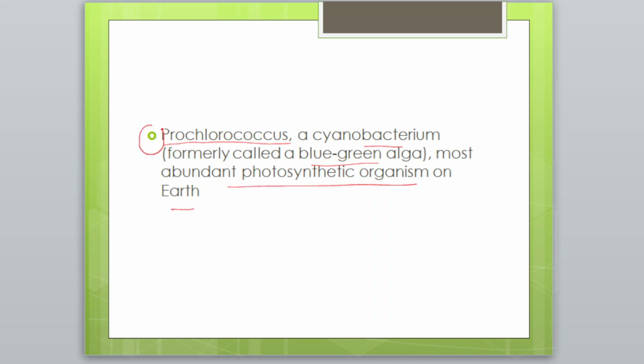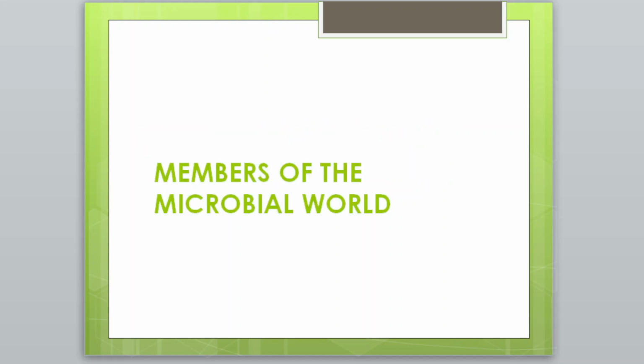A question could be asked in your examination, which was the microorganism or cyanobacterium which is the most abundant photosynthetic organism. So if you know the name, it would be easy for you to answer. And you should also know that it is a cyanobacterium which was formerly known as blue-green alga. Clear?